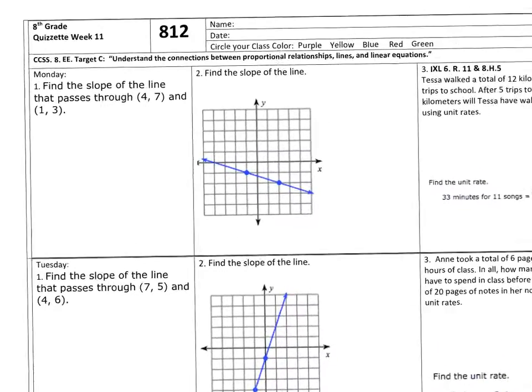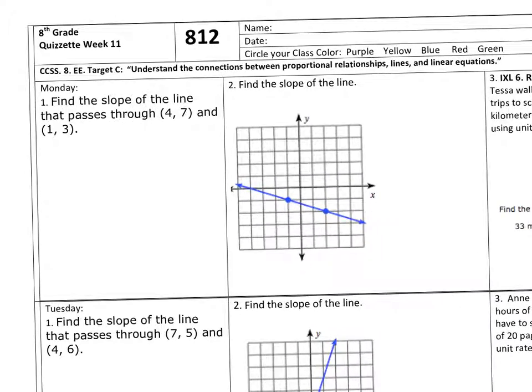Today we'll be recording a video on Quizzette 812. Please write your last name, comma, first name, today's date, and your class color. Today I'll say I'm green. I believe today is the 4th.